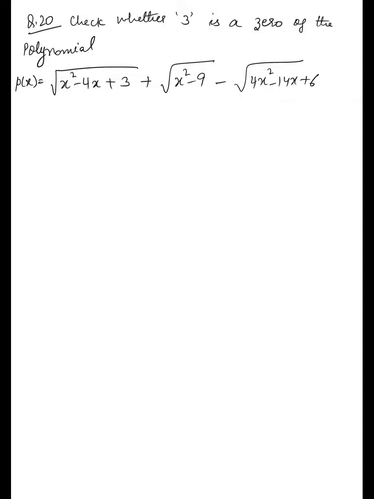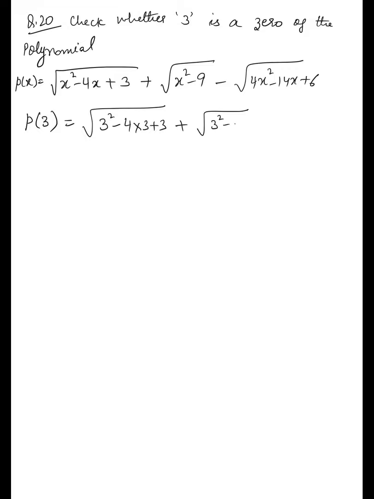Now the next question is, check whether 3 is a zero of the given polynomial or not. Again, for checking whether it is a zero or not, what do we have to do? We have to put the value of x as 3. So p(3), I'll put it here. And when do we say that it is a zero? If the value is coming out to be equal to 0.